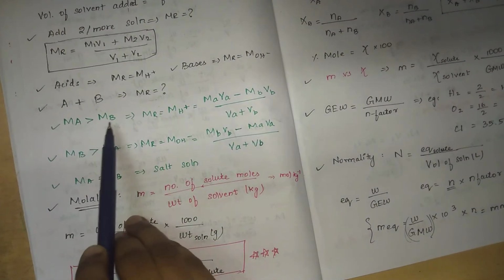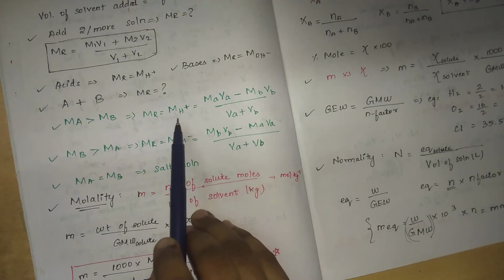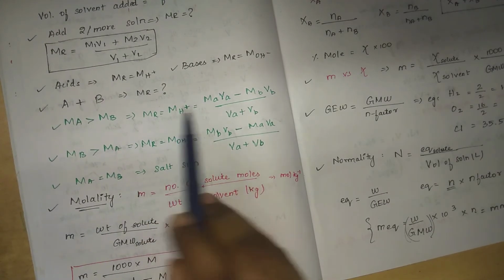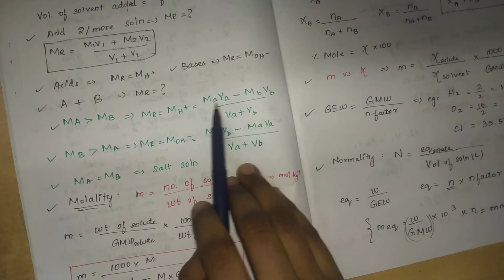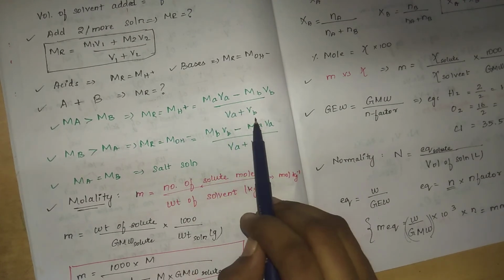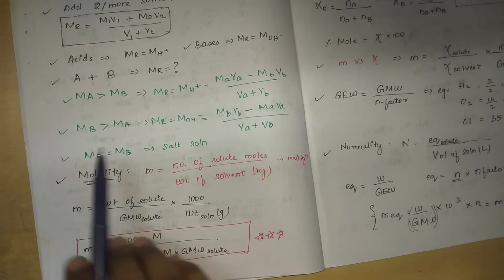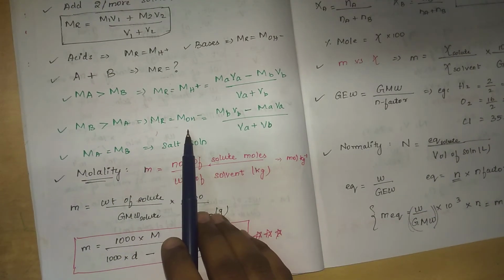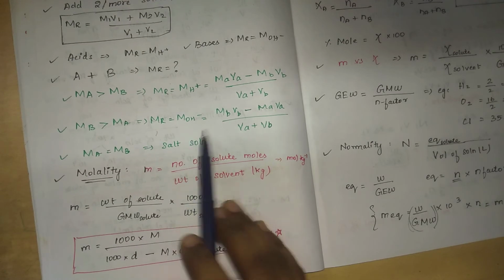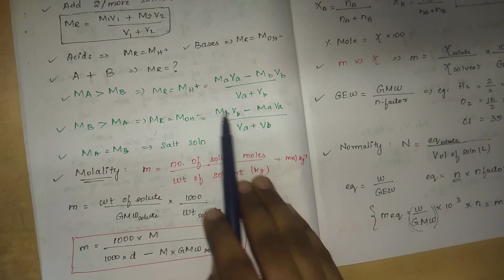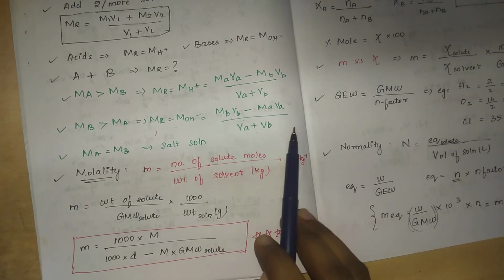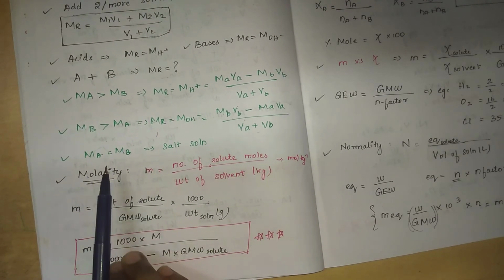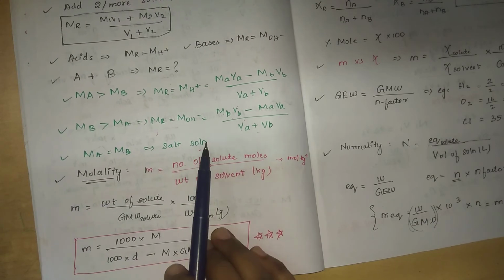If acid is greater than base, the resultant molarity becomes the molarity of hydrogen ions. The formula will also change, like here you should put minus: MaVa minus MbVb divided by Va plus Vb. If base is more, resultant molarity will become the molarity of hydroxyl ions: molarity of base Vb minus MaVa divided by Va plus Vb. If both the molarities are equal, they form salt solution, and you can apply this formula.